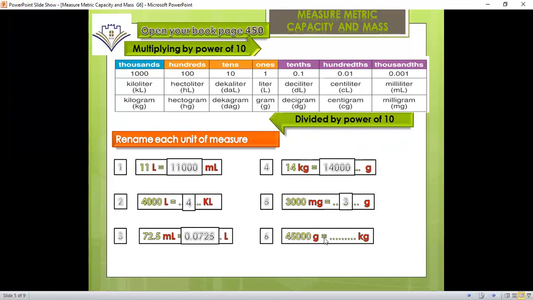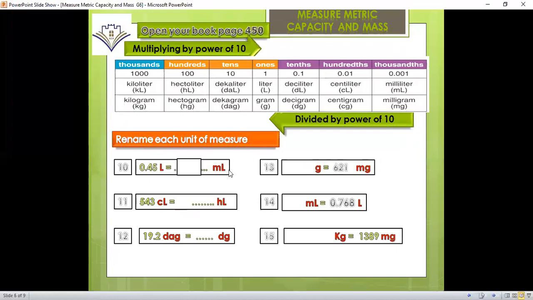45,000 gram equals dots kilogram. Look at the gram. Where's the gram? Yes, it's a gram. Where is the kilogram here? Yes, then you will need to convert or rename smaller as larger. Okay, then multiply or divided? Yes, divided by what? 1,000. Why? 10 multiply 10 multiply 10 means 1,000, then divided by 1,000. Then 45,000 gram equals 45 kilogram.